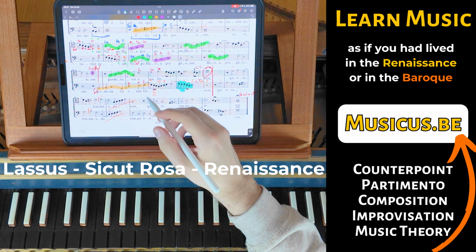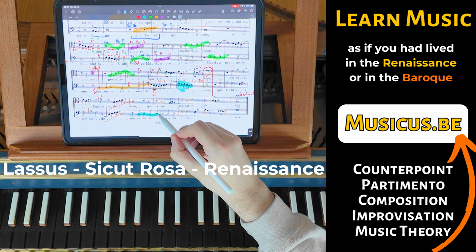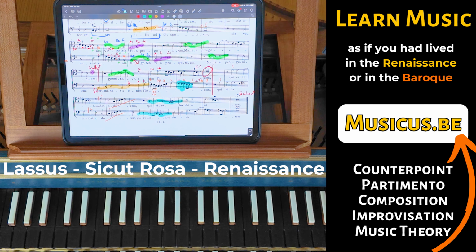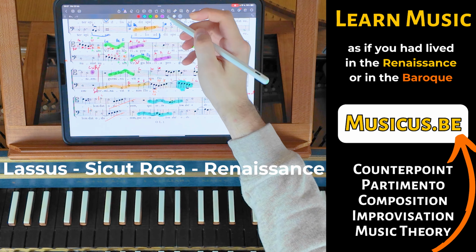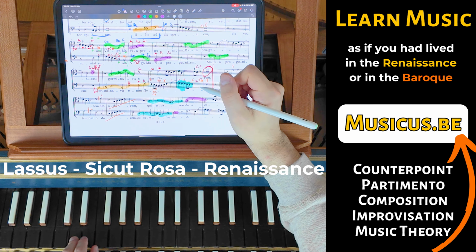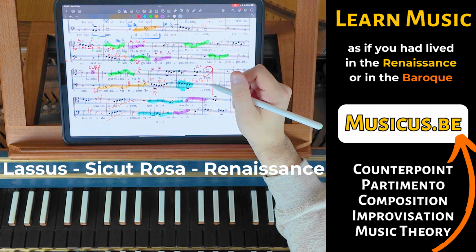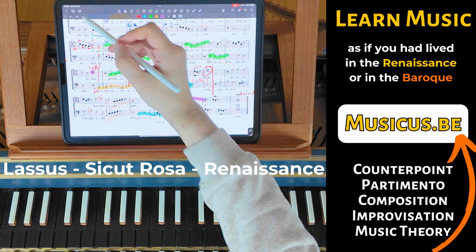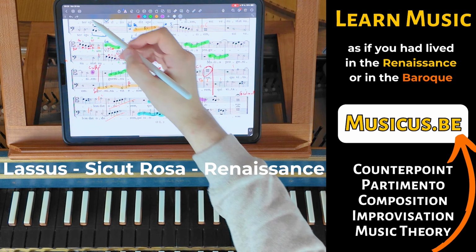sol. Here fa sol fa re mi fa sol fa re mi fa re fa, and then re fa mi and re mi fa. You know, we just lack one step, but re mi fa mi la, and then the final clausula, where we have the clausula cantizans in the bass and the clausula tenorizans in the tenor.